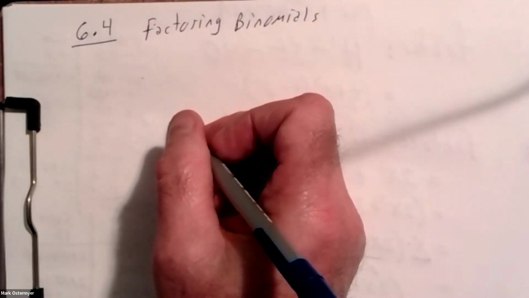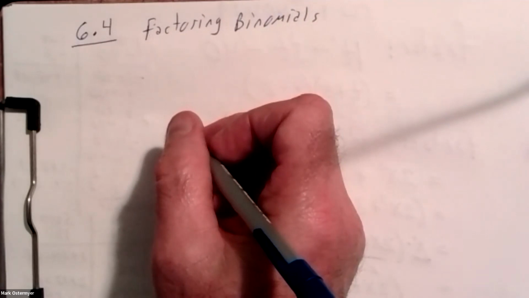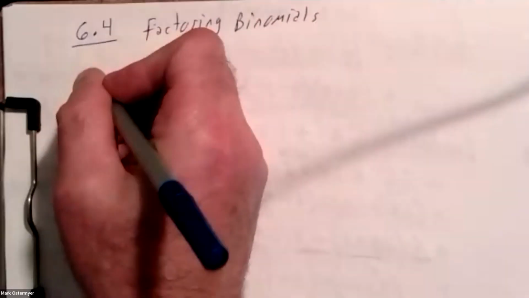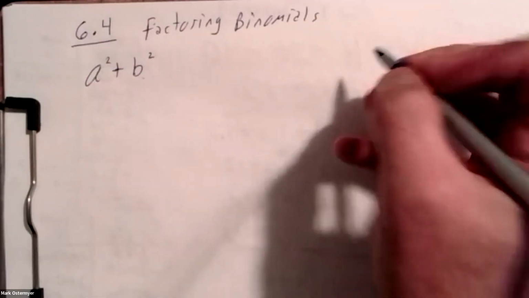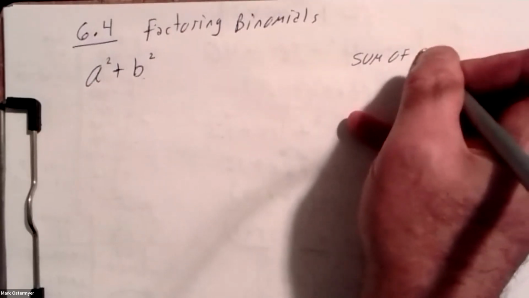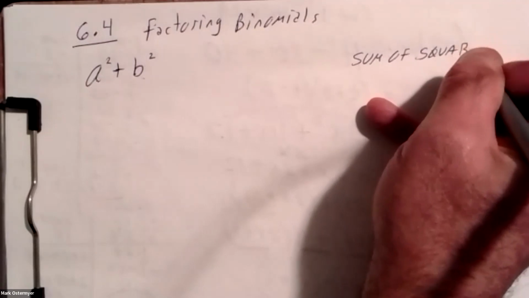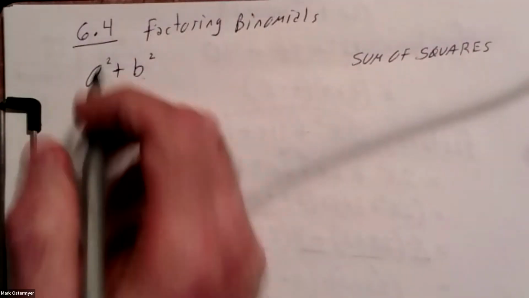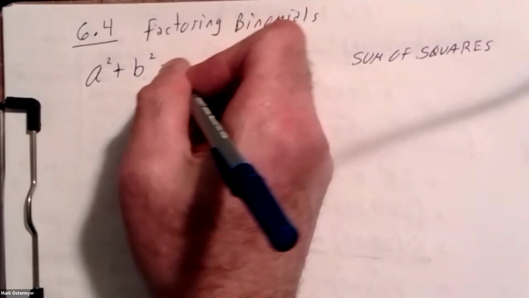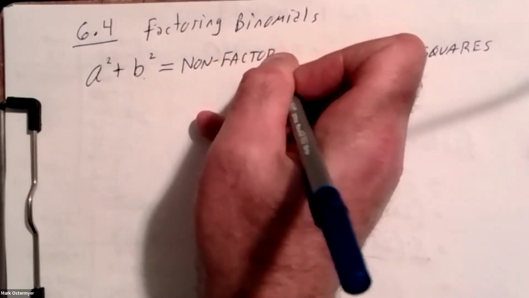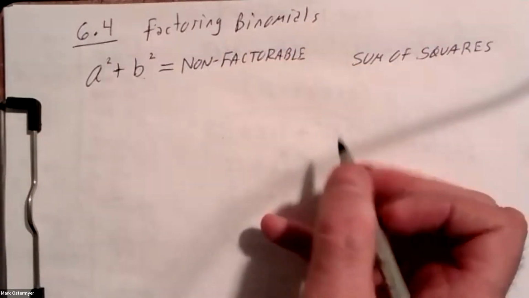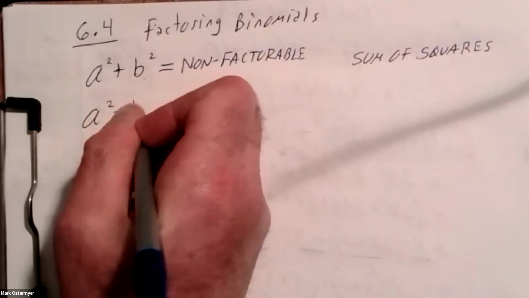And there's going to be 4 main types that we're going to have to learn how to factor in this section. Factoring binomials. All right, the first type here is called the sum of squares. This is referred to as the sum of perfect squares. The sum of 2 squares, and the sum of perfect squares cannot be factored. So this is non-factorable.